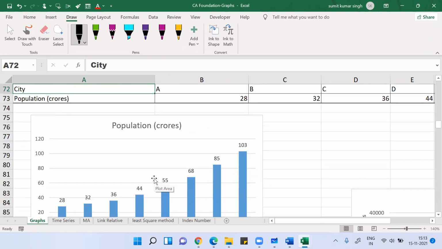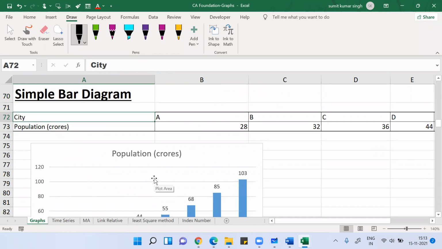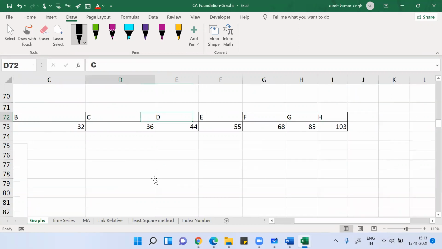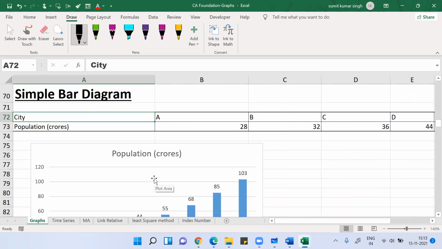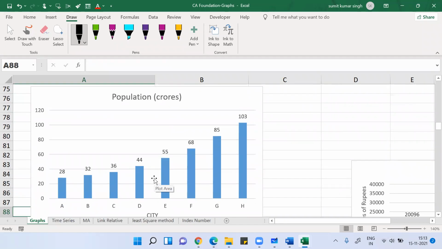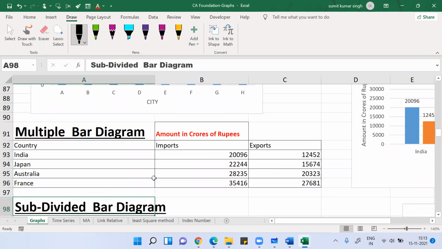Simple bar diagram means you took one variable into the picture. The variable was population, and different cities are given, like A, B, C, D. Just don't take it so seriously, just some random city names and the population in crores. Some values are given, and I can plot the representation in the form of a rectangular axis. This is what a simple bar diagram is all about. Here I've taken one variable called population, and I measured it in different cities.